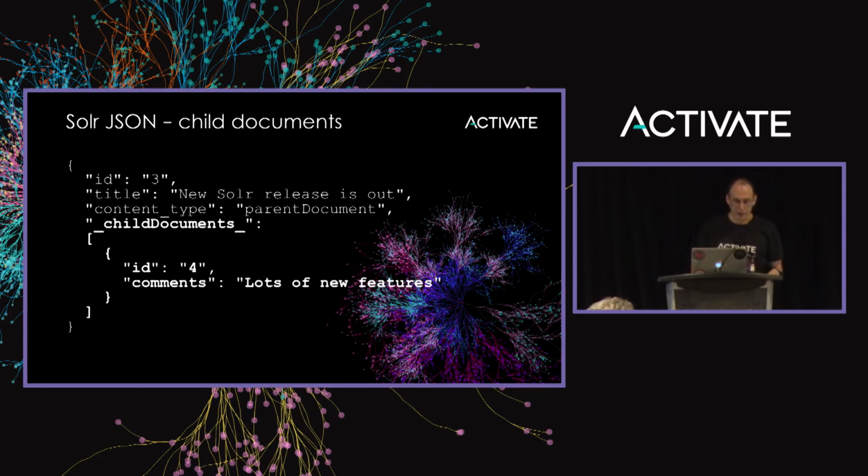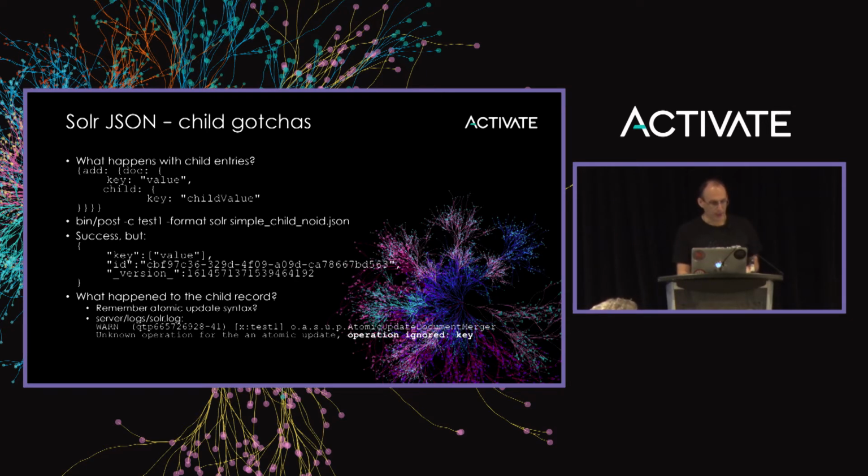It supports child documents, explicit child documents. You need to have a key called _child documents_, and within that you have an array of child documents. And it knows what to do with them as long as you don't have any fields you haven't defined in a schema yet, because you'll hit a bug otherwise. Okay, so that's where I would be giving out candies, because the child documents look very similar to the atomic update records.